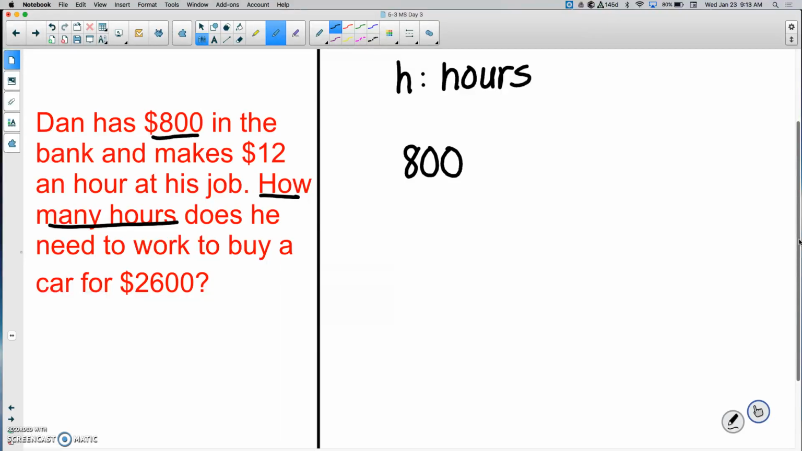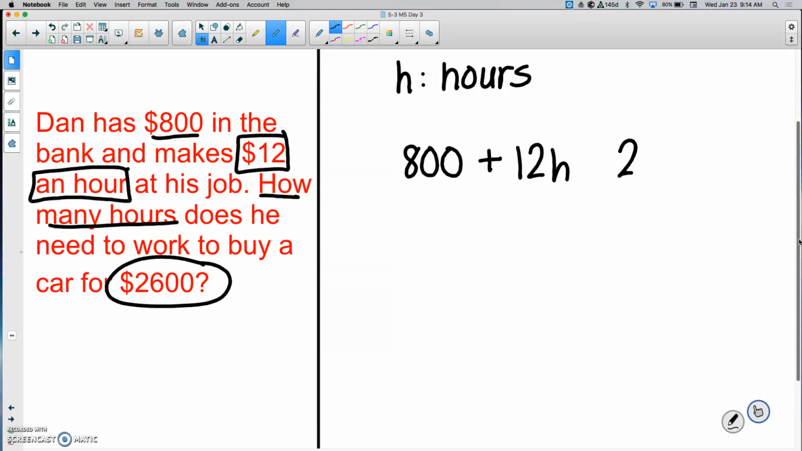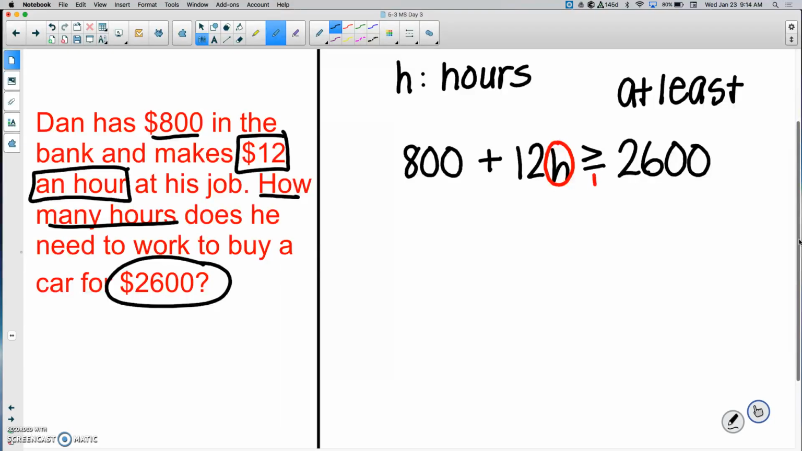He makes $12 an hour. So that means plus 12h. Because he's earning $12 each hour, that's where you would multiply your variable. He's trying to buy a car for $2,600. So he needs at least $2,600. At least means greater than or equal to. If he has less than $2,600, he cannot buy the car.